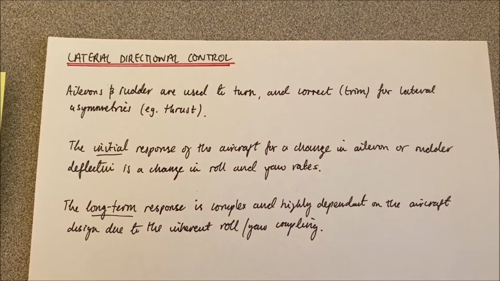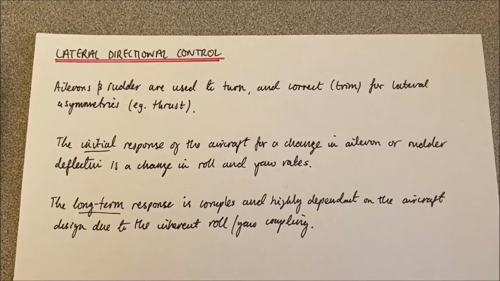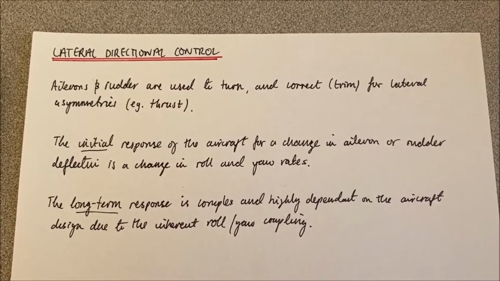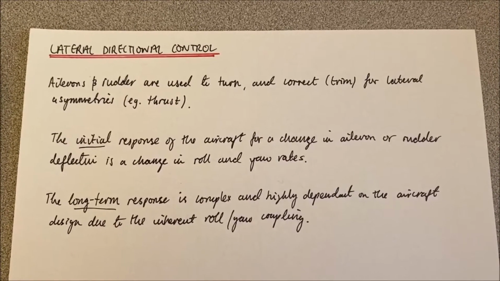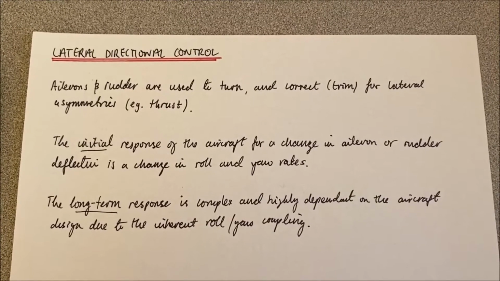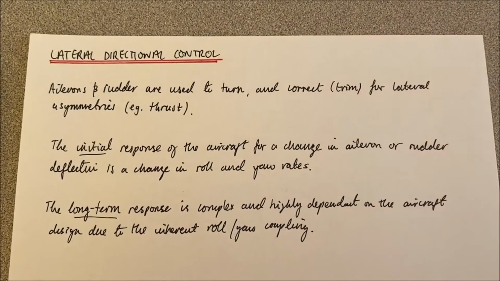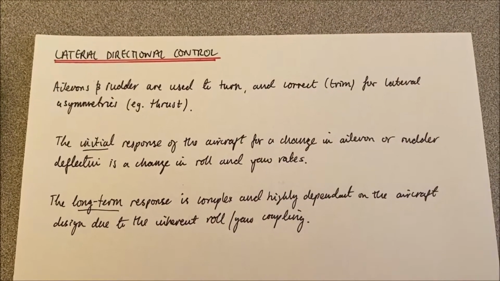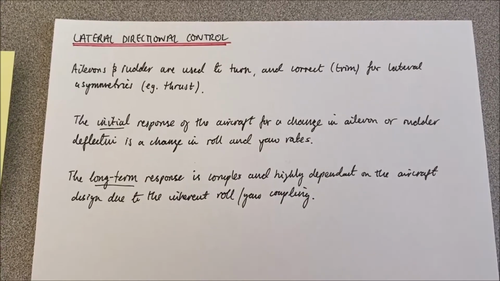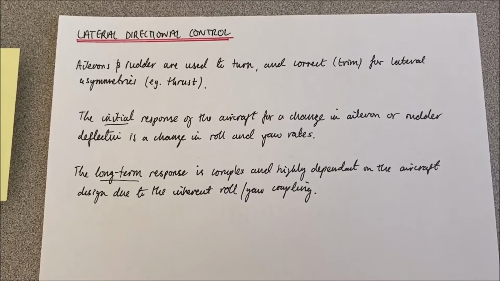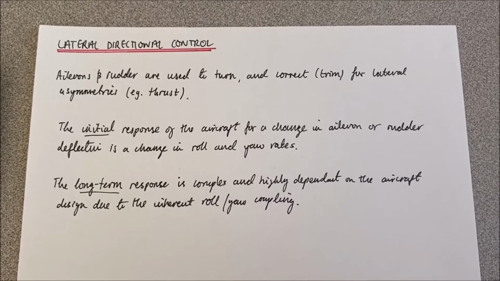So of course the initial response to changing the aileron or rudder deflection angles is a change in the roll or yaw rates respectively, right? That's ultimately what we want to achieve. But the long-term response is actually quite complex and very highly specific based on the aircraft because of the inherent coupling between roll and yaw. So again, think about the Dutch roll, for example, which demonstrates that if we excite the aircraft in yaw, then we also start rolling as well. So very complex dynamics here.